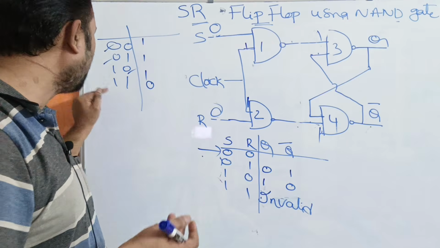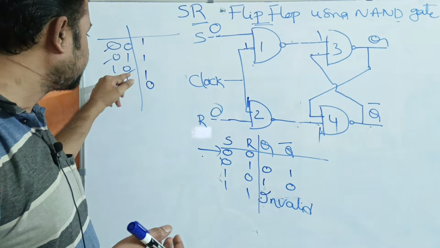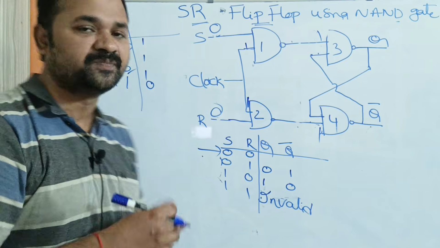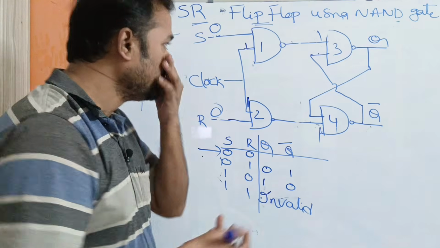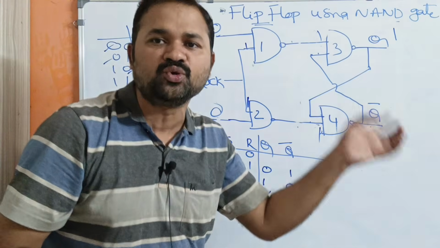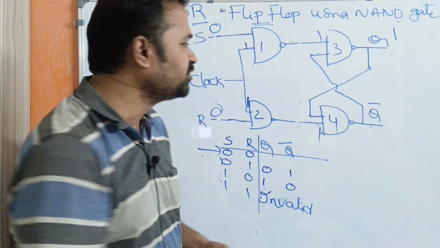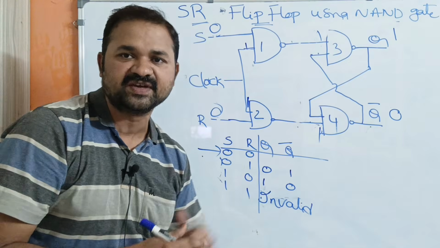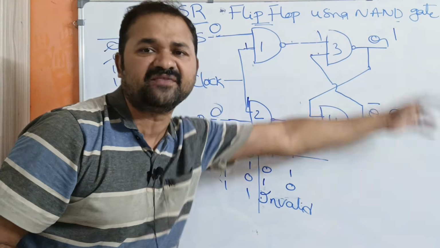Why? Because if one of the inputs is 1 and the second input is 0, the output is 1. If the second input is 1, the output is 0. So we can't predict the output. Let us assume that the previous value in Q is 1. We know that Q and Q bar are always complemented to each other, so Q bar value must always be 0. Assume that previously we have this information.